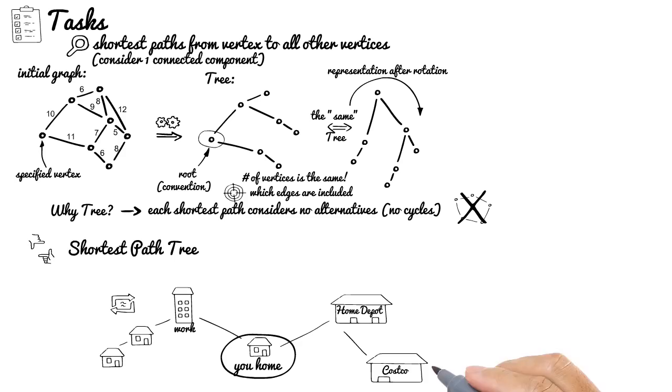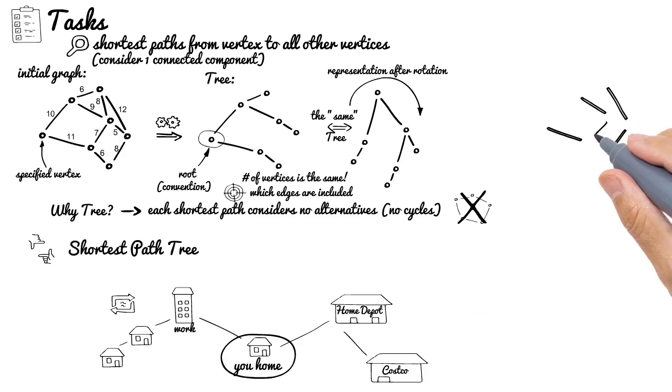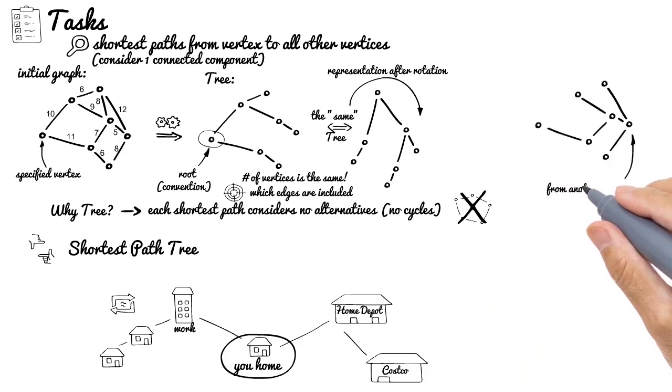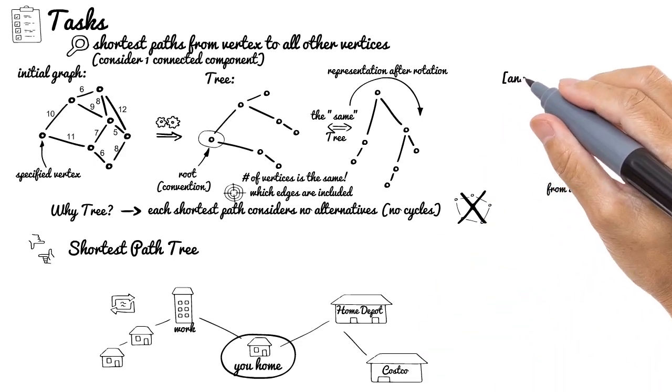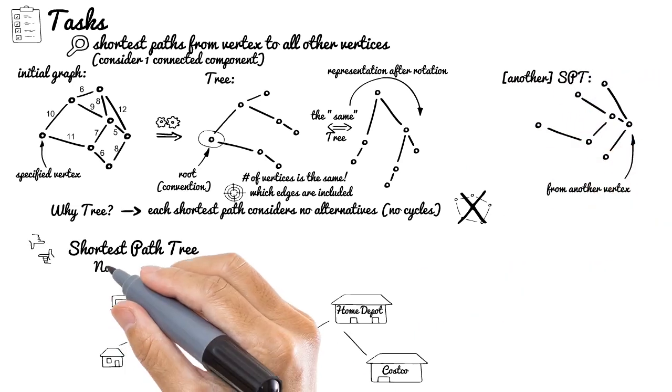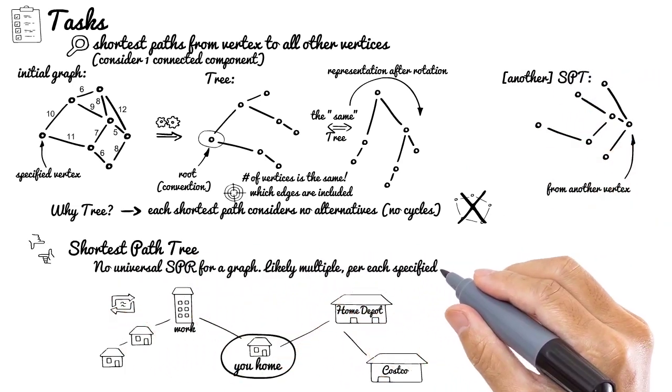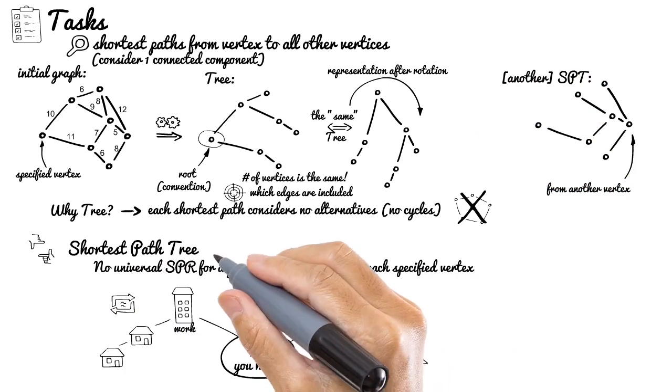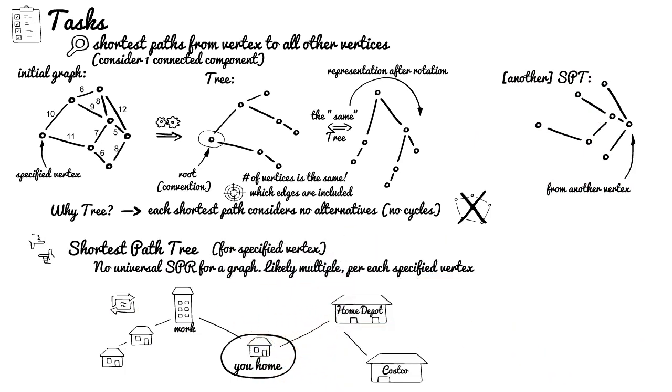Important fact to notice: if you want to build second shortest path tree from another specified vertex in your graph, edges of these two shortest path trees can be different. There is no universal shortest path tree for a graph. It's to be prepared for specified vertex.